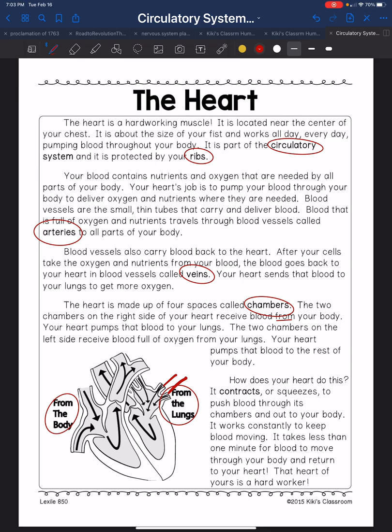How does your heart do this? It contracts. Contracts means it squeezes. It contracts or squeezes to push blood through the chambers and out to your body. It works constantly to keep blood moving. So even when we're sleeping, our heart is just working overtime.